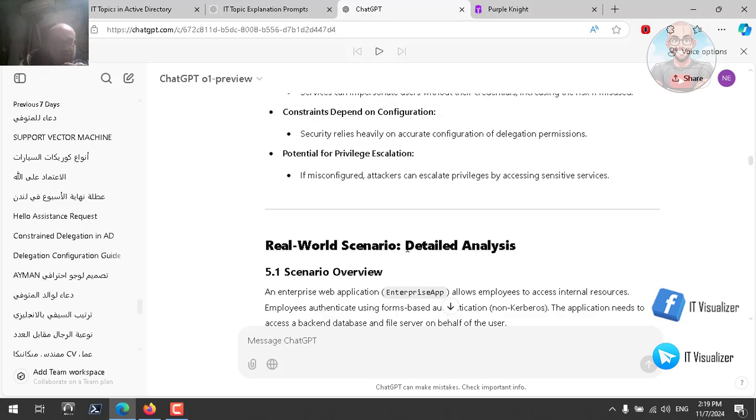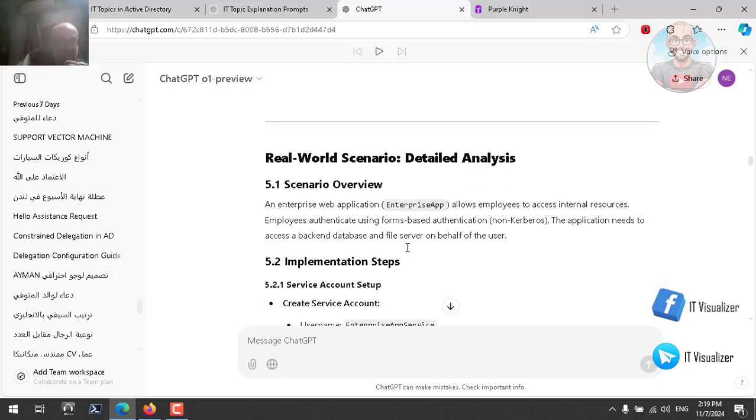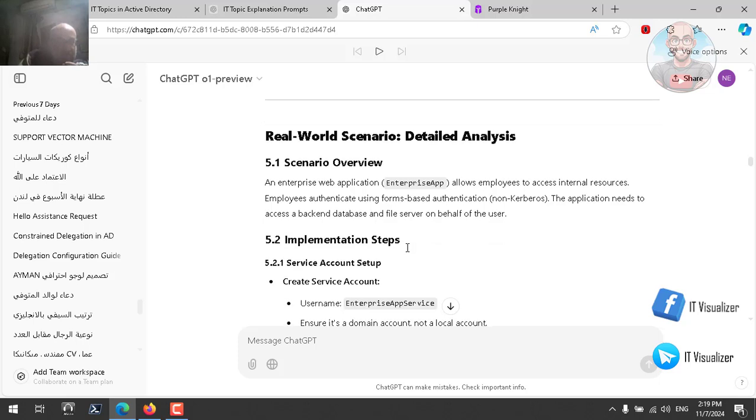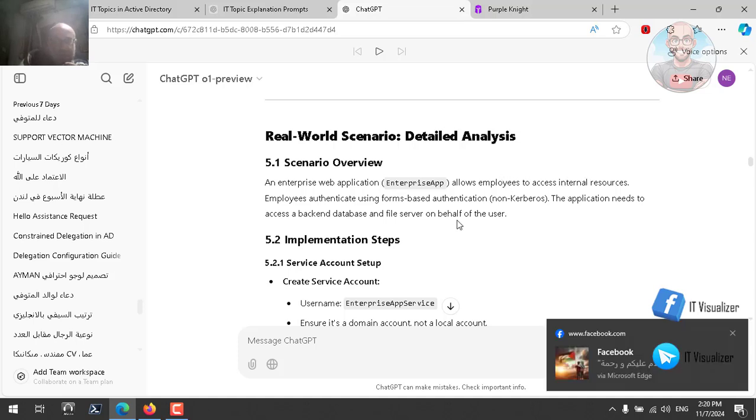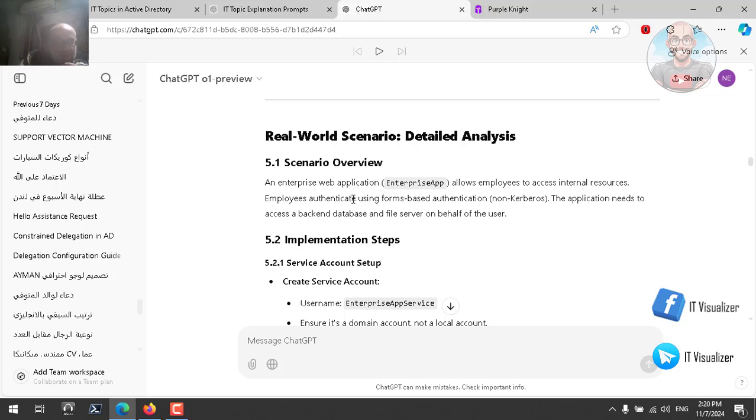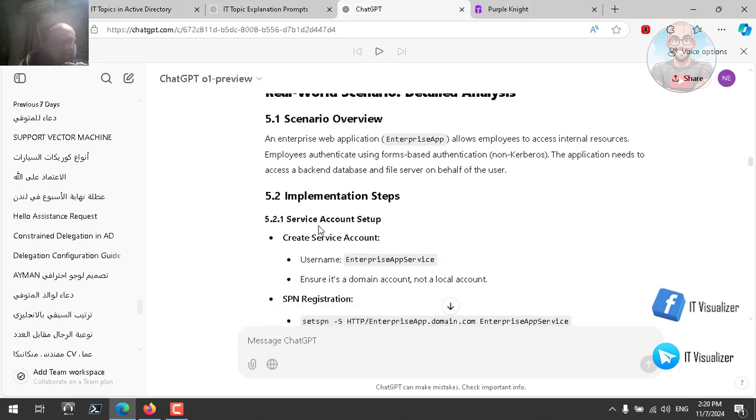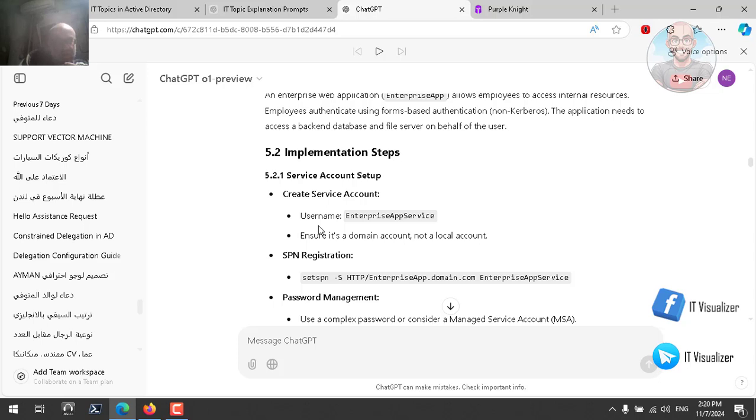If we now go further, let's see here the real world scenario. It will be different. We see you have a web application, an enterprise web application, which allows employees to access internal resources. Employees authenticate using form based authentication. For this purpose, this application needs to access a backend database and the file server on behalf of the user. Okay, so these are the steps.